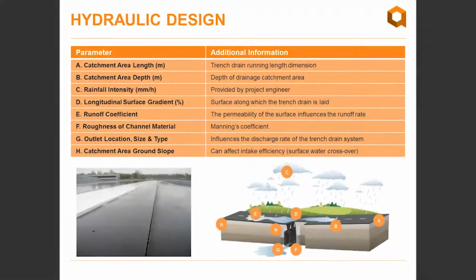C, the design rainfall intensity. Then D, the longitudinal surface gradient, the slope along the trench drain. The runoff coefficient is related to the permeability of the surface and will influence the runoff rate. Then the roughness of the channel material, which is the Manning's coefficient. The outlet location, size, and type will also influence the discharge rate of the trench drain system. Also, the catchment area ground slope, the slope perpendicular to the trench drain, can affect the intake efficiency of the system.